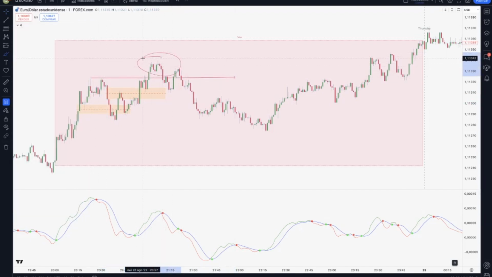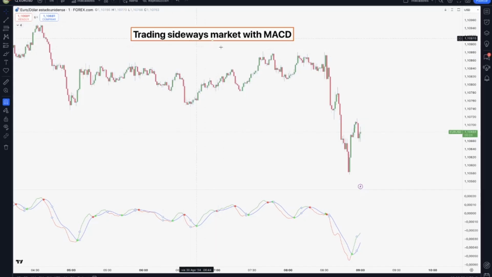Captured liquidity right there. So now we know that the price has already made a decision and this strategy won't work further. That's something very important for you to understand. In my personal trading, I don't use this strategy specifically just because I don't trade sideways markets, even though it's very powerful and it will help you if you are used to trading this kind of market.